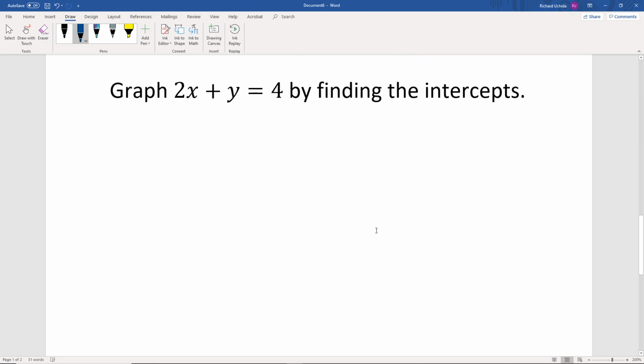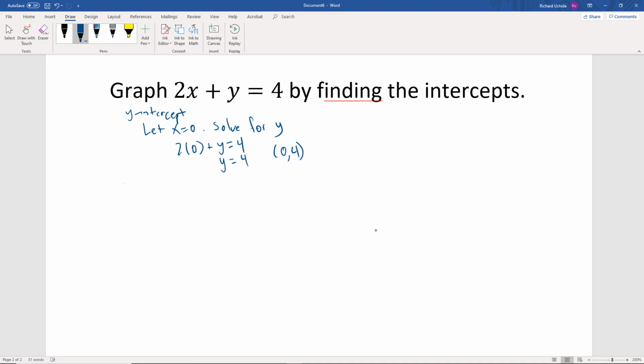Now another way to graph a line is by finding the x and y intercepts of the equation. So if we have the equation 2x plus y equals 4, remember to find your y-intercept, it's 2 steps. You let x equal 0 and then solve for y. So we'd have 2 times 0 plus y equals 4. Well, 2 times 0 is 0, so y equals 4. So this tells us that our y-intercept is the point (0, 4).